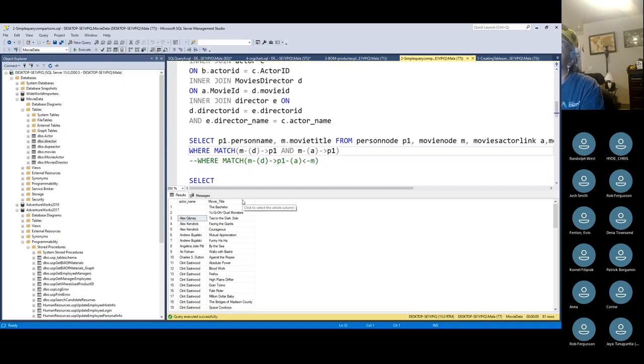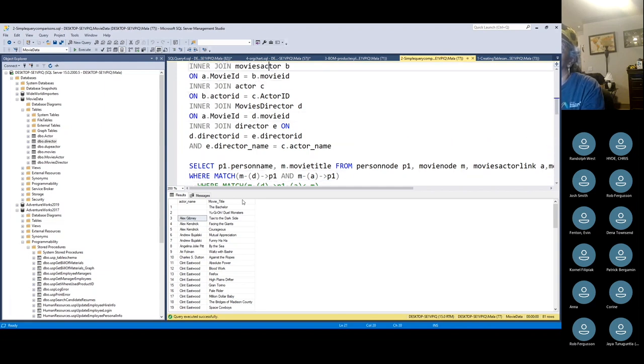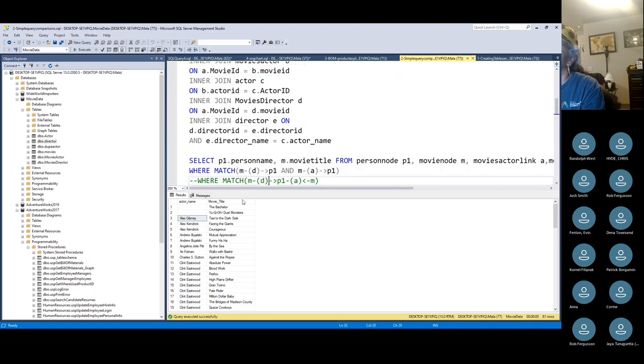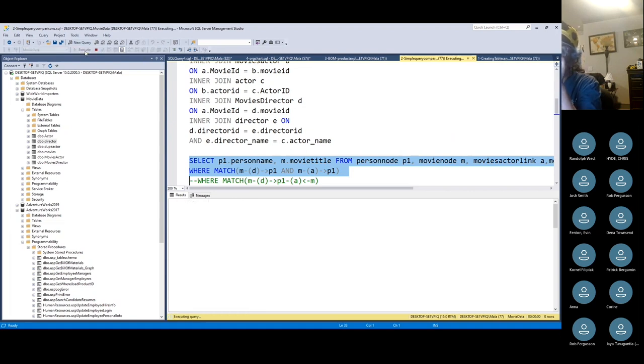Look at how simple it is with the graph way of doing it. All I have to do is just say movies with this director and movies with the actor. It is just one line as compared to that many joins. So that's the biggest advantage: if people want to write simple code, then it's really easy to do it. Same thing.